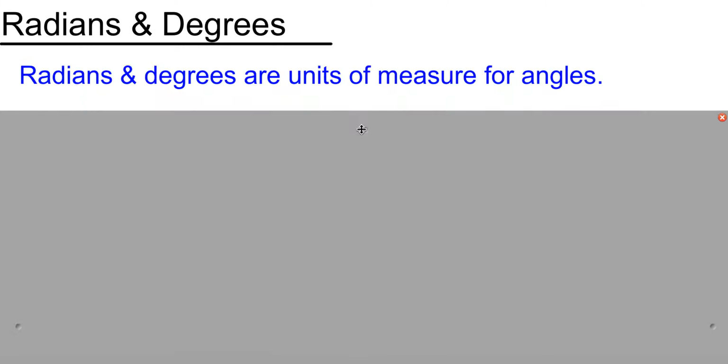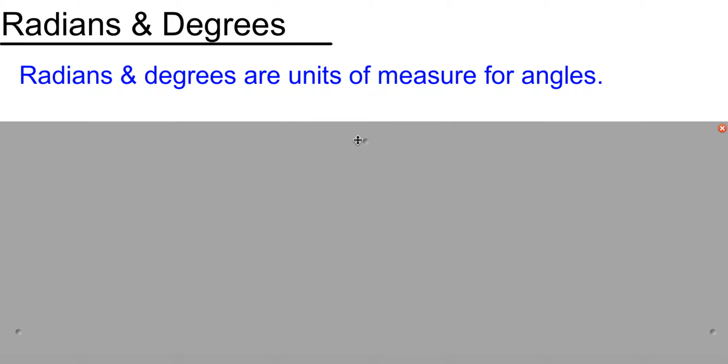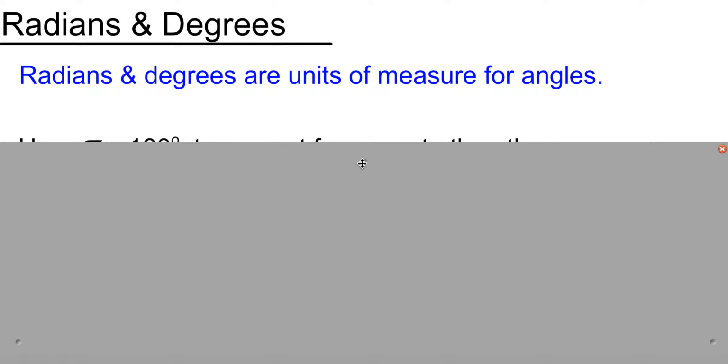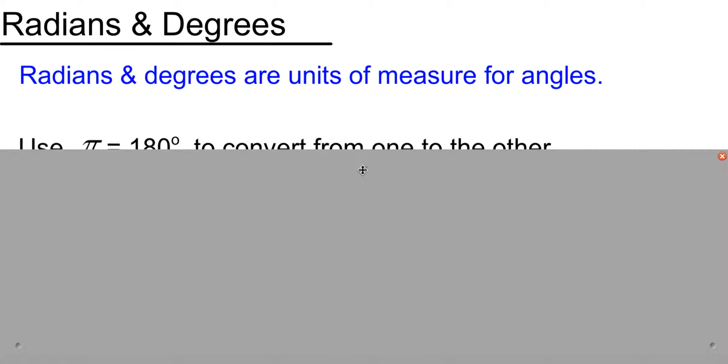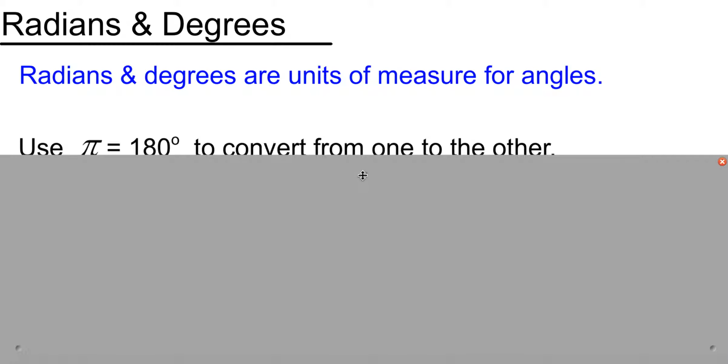In this ACT video, we're going to review converting radians to degrees and degrees to radians. Now, it's important to remember that radians and degrees are just units of measure for angles. It's just two different ways to measure an angle. And oftentimes in some upper level math, we'll stick to just measuring radians.